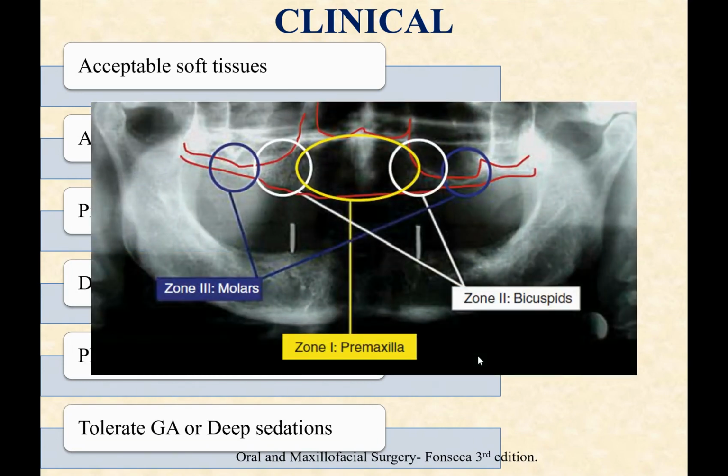There are three zones. Zone one includes the premaxilla, zone two includes the bicuspids, and zone three includes the molar region.